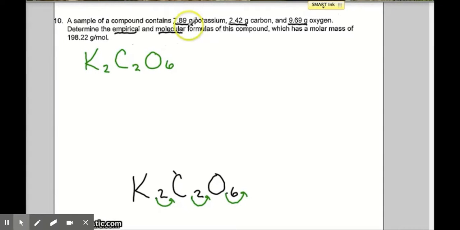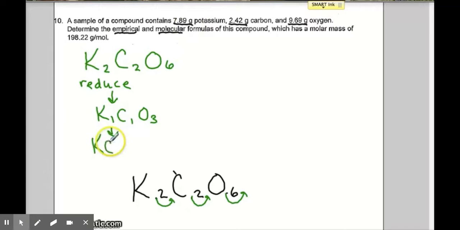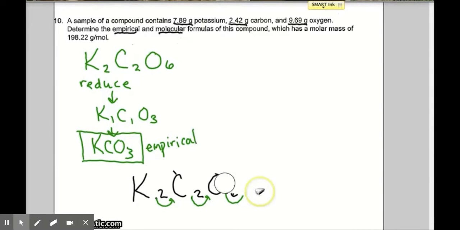Okay, so is that our empirical formula? No, we need to reduce this. We need to bring it down to the simplest form. So we can reduce all of those basically in half. So that would give us a final empirical formula of KCO3. So that is our empirical formula, the steps involved. I hope you have kept all of these steps as you're writing them down. Don't erase like I have to here, but keep everything written down. This is a good example for you.